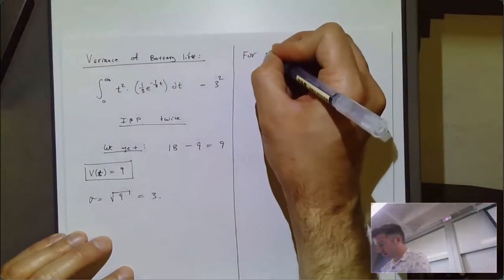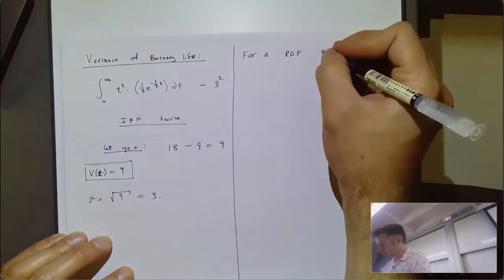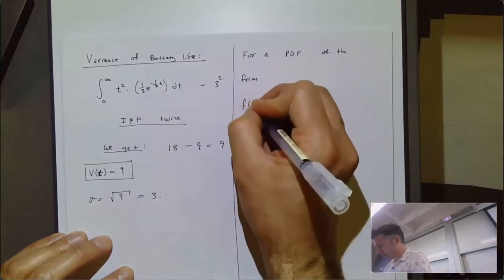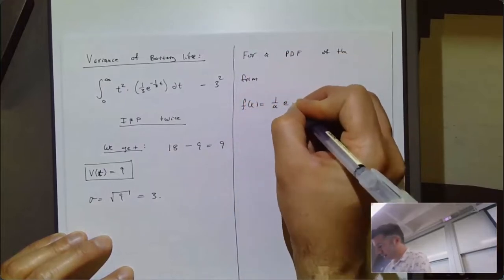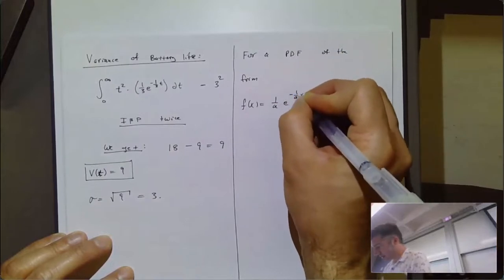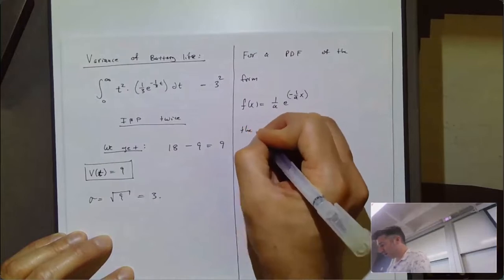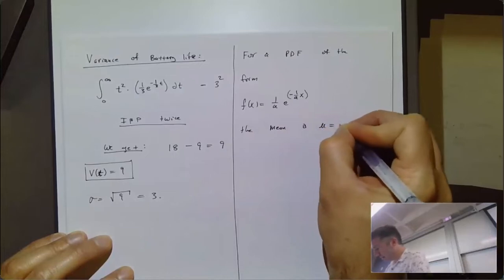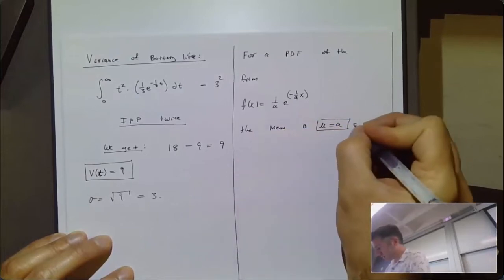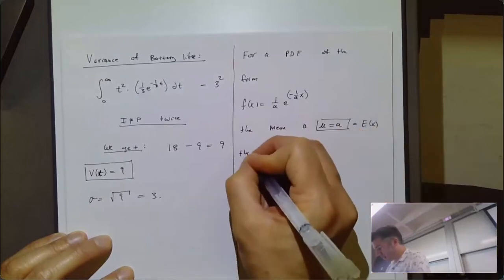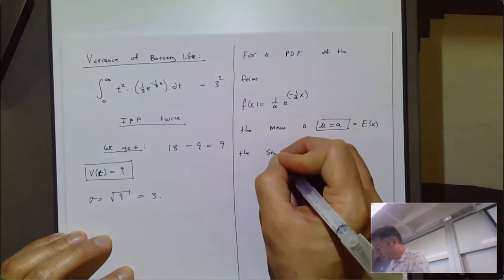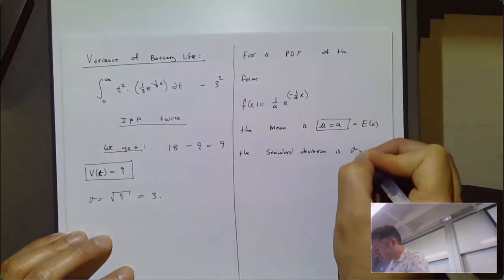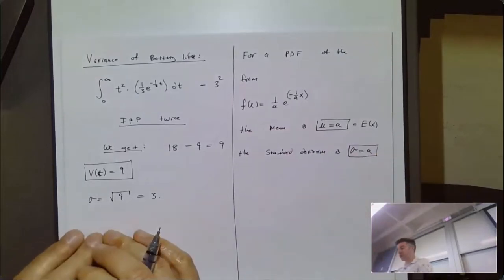For a PDF of the form, let's write it this way, f of x equal to 1 over a times e to the negative 1 over a times x, the mean, or we'll call that the expected value, is a, and the standard deviation is also a. And that is always the case.